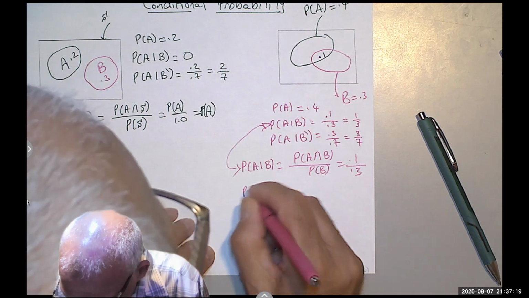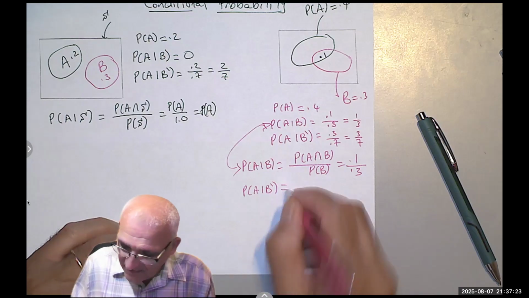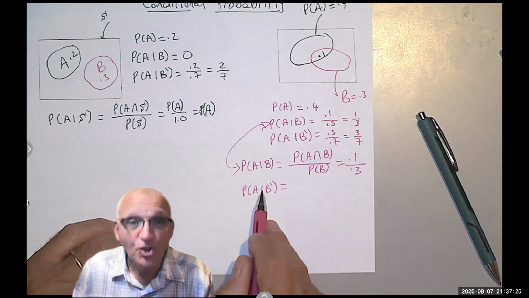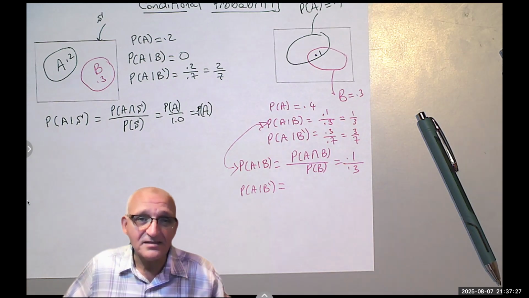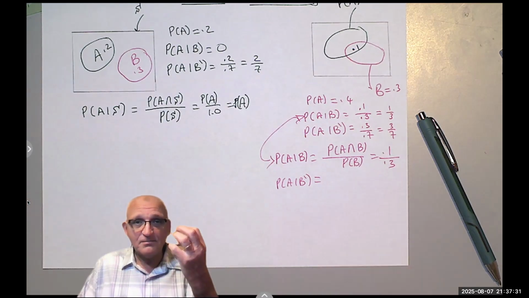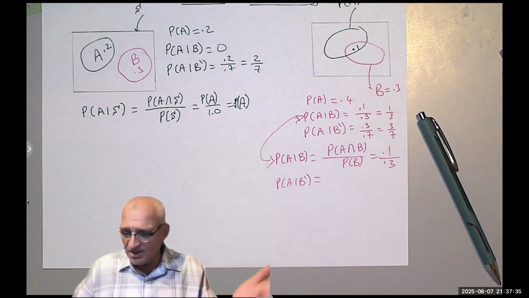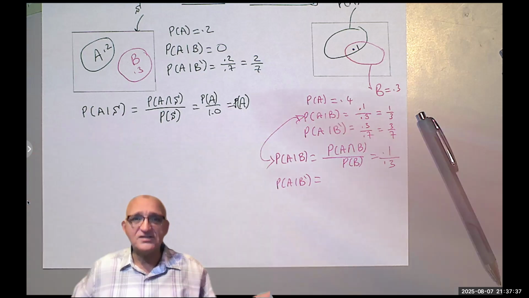What is the probability of A given not B? Well, if B is 30%, then not B is 1 minus that. Because in probability, the probability of an event plus the probability of its complement is always 1, because you are either in A or not in A.